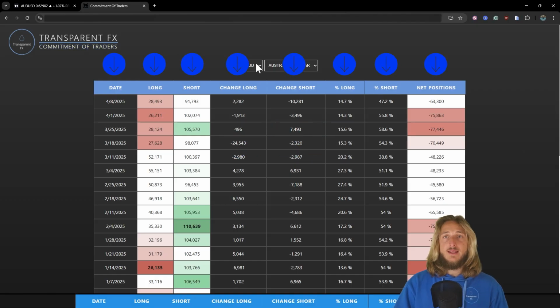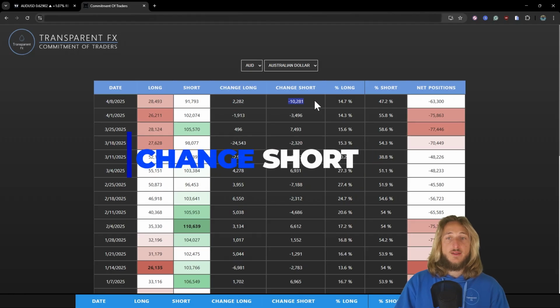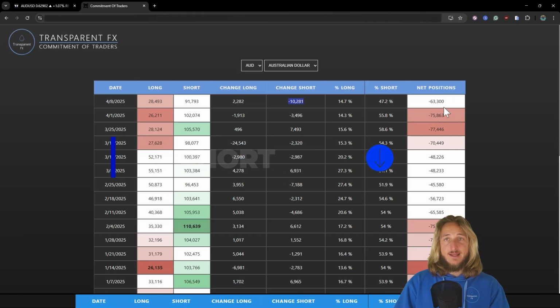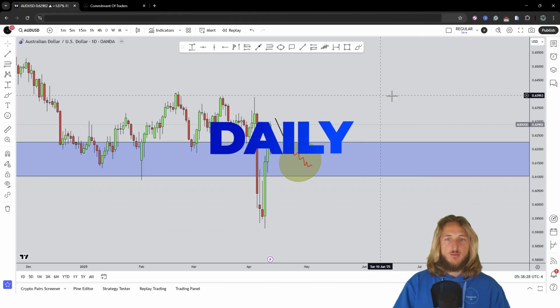Now, if we look at the data for the AUD, we have to keep in mind that we are already looking at AUDUSD because all currencies on the spot are traded against the USD. And we can see 2,200 longs added just with the last report and 10,200 shorts getting closed. So with the last report, institutions are adding longs and closing shorts on the AUD, so on the AUDUSD, therefore making it stronger. So let's keep also this in mind and move back to the chart.